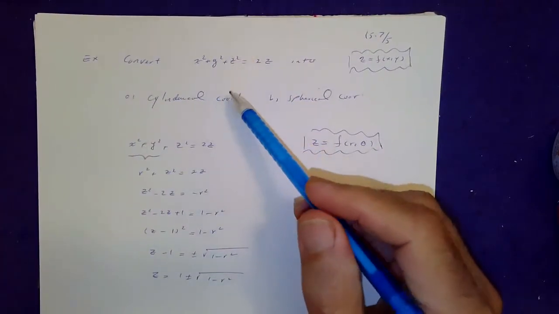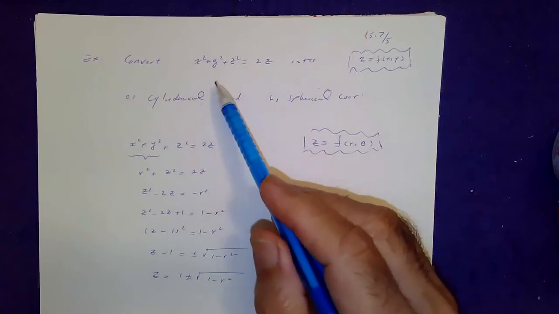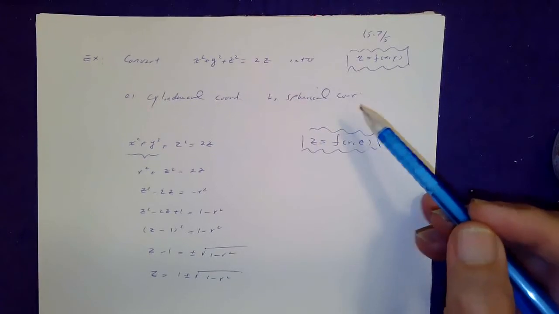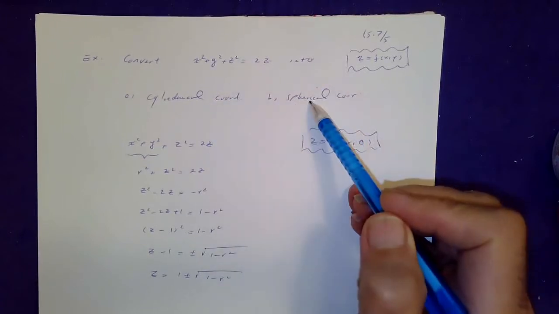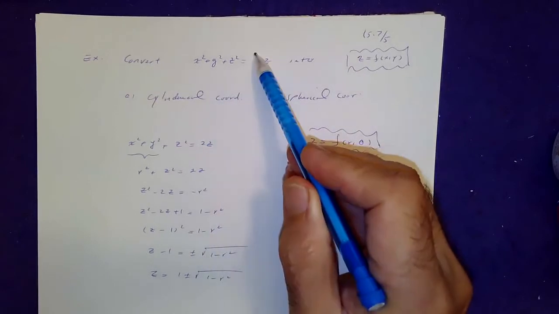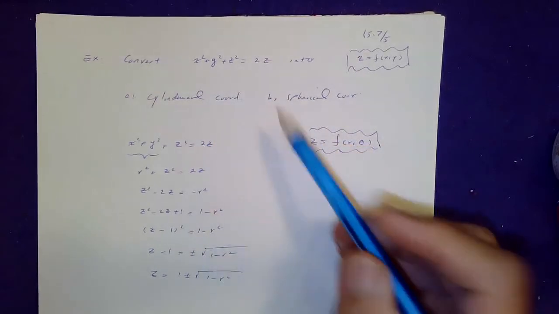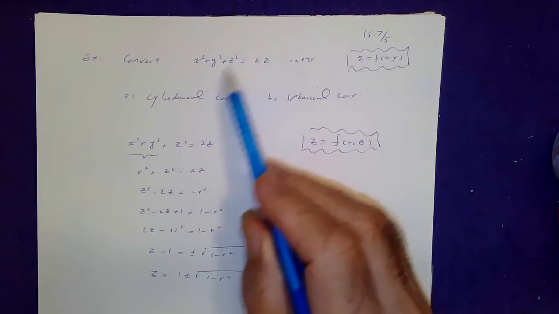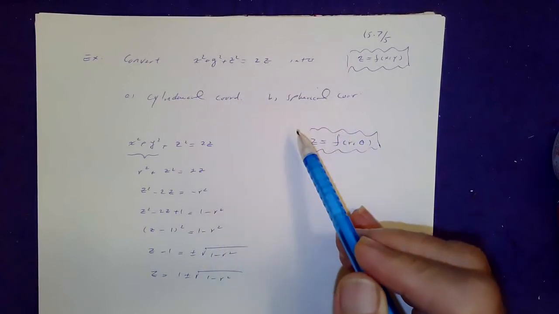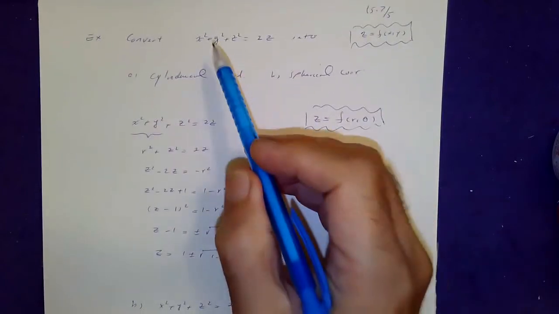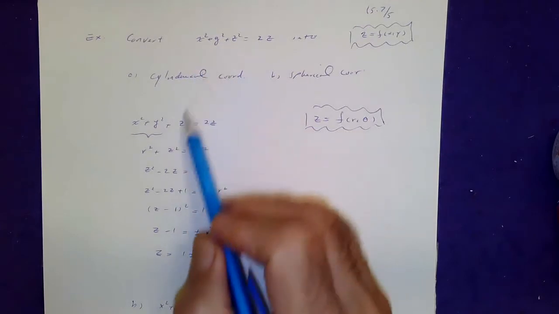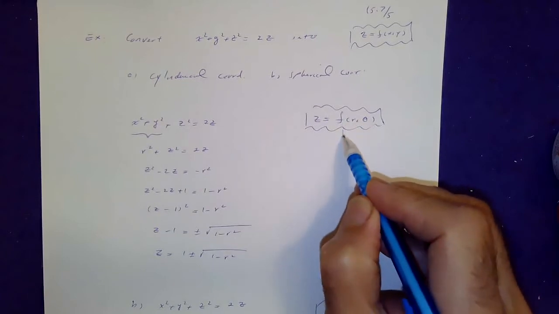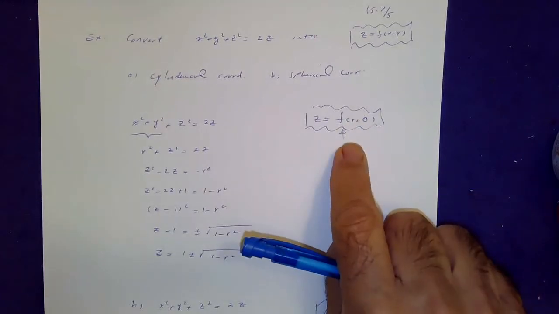Sometimes we have to convert equations, not points, but equations, into cylindrical or spherical coordinates. I could go from cylindrical to spherical, spherical to cylindrical, cylindrical to Cartesian, and back and forth. In this case, the equation is given in Cartesian. They want me to express the same equation in cylindrical and spherical coordinate systems. In cylindrical, you and I both know x squared plus y squared is r squared. And this is how the equation should look in cylindrical coordinates.